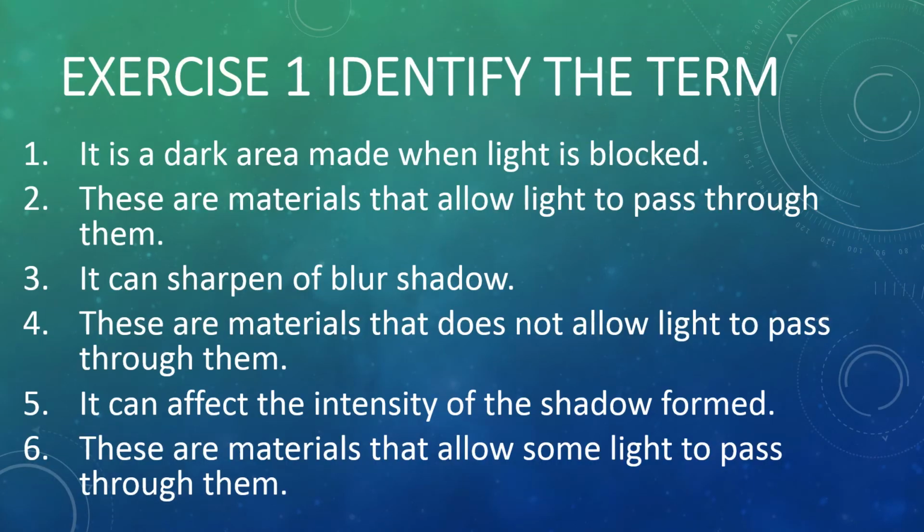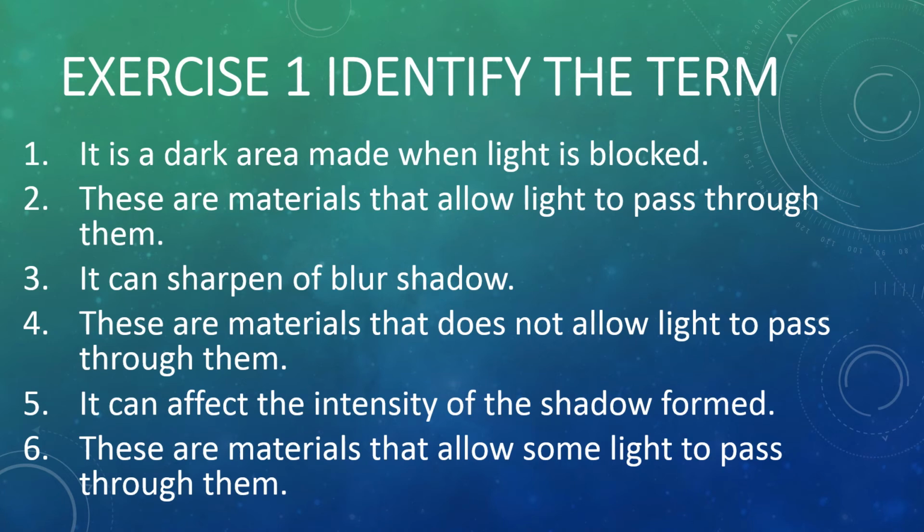Now let us answer some exercises about how to make shadows. Exercise 1. Identify the term being described. Number 1. It is a dark area made when light is blocked. Number 2. These are materials that allow light to pass through them.